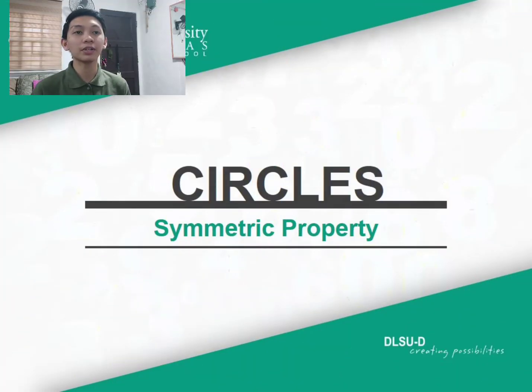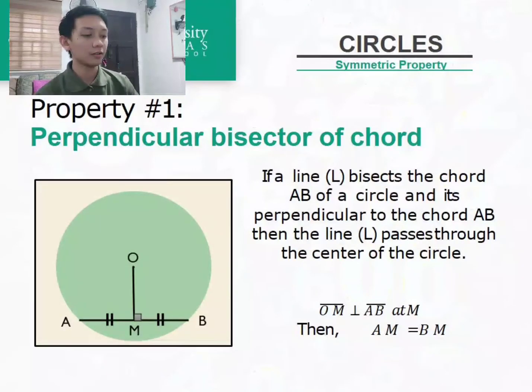And this week our topic is about symmetric property of circles. So in this video, we'll be explaining four properties. The first one is property number 1, perpendicular bisector of chord.